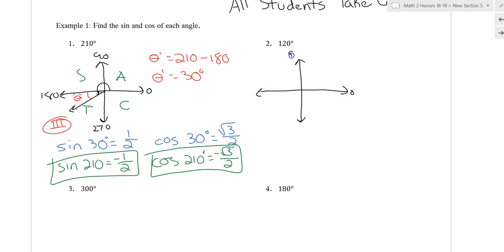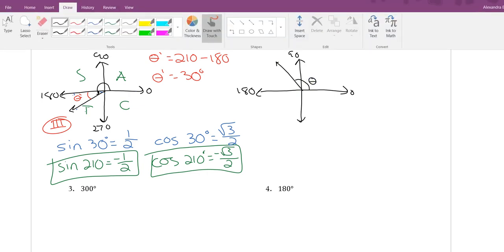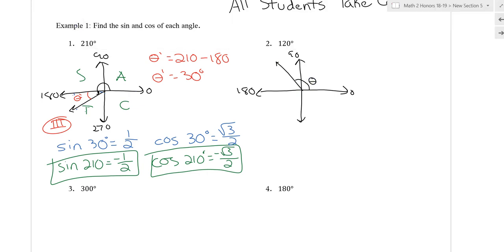Let's look at 120. So we have 0 to 90 to 180. Right? So 120 is going to be about here. It's a little closer to 90. That's theta. So here's theta prime. So how far away are we from 180? So theta prime equals 180 minus 120. We always do the bigger minus the smaller. So bigger minus smaller, which is 60 degrees.